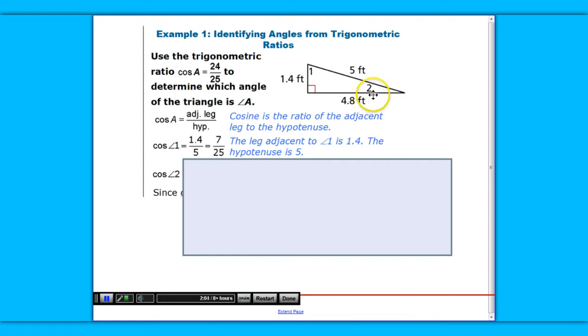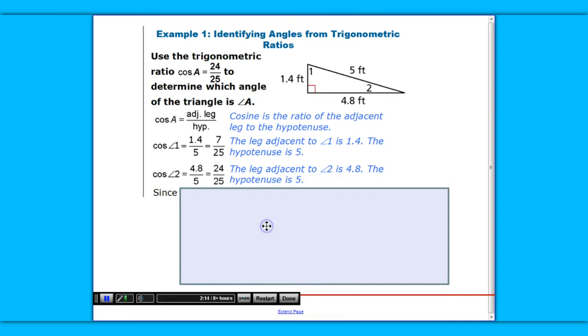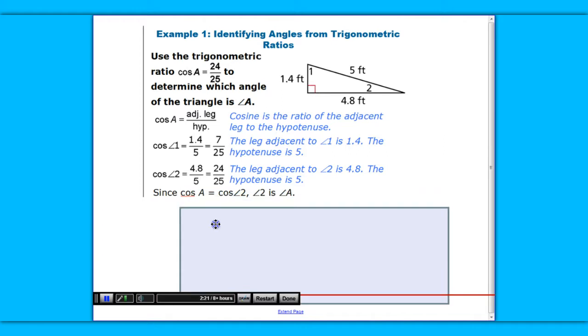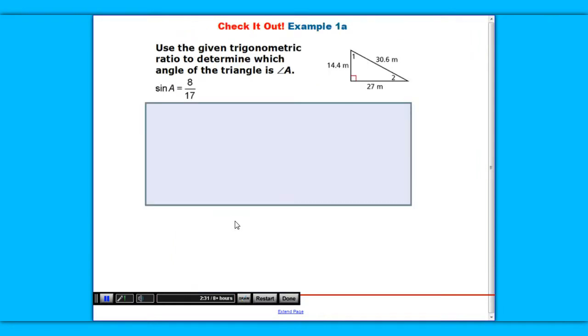Cosine of angle 2, again, would be adjacent over hypotenuse, so 4.8 over 5. And when we blow that fraction up and find an equivalent fraction, we have 24 over 25. So, since the cosine of angle 2 equals the cosine of angle A, angle 2 is angle A. Interesting, huh? So use a trigonometric ratio to determine which angle of this triangle is angle A. Pause the video, come back and check.